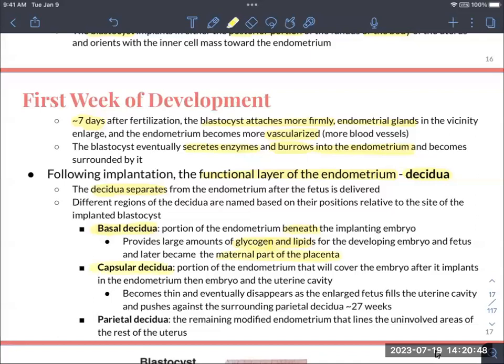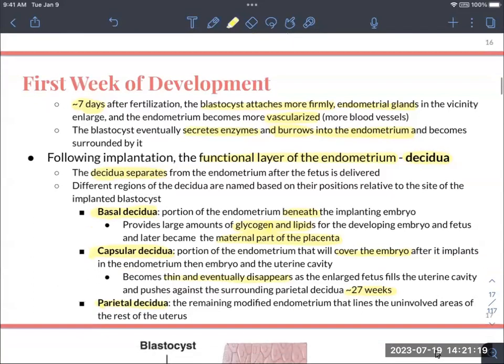Capsular. This will cover the embryo after it's been implanted. It'll eventually disappear when this fetus gets large enough, around 27 weeks. And then we have the parietal decidua. It's kind of a line that separates the involved area from the uninvolved area in the uterus.